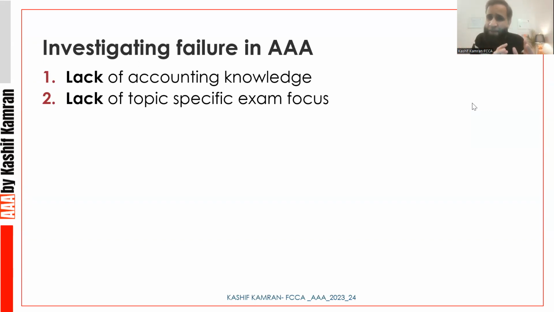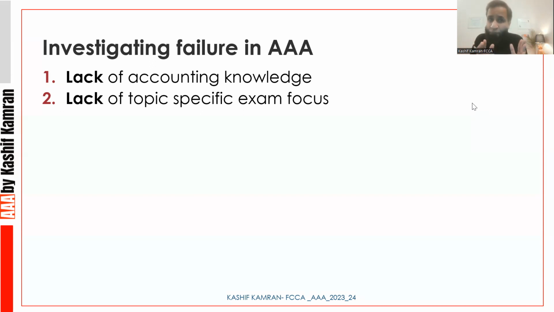It's not just the past papers. There could be something written in the exam focus section of the article which is not yet examined, and it could be examined in 2024 exams. So the past papers give you one perspective of how this topic was coming in the past papers, but there could be something in the exam focus section which is not yet examined.